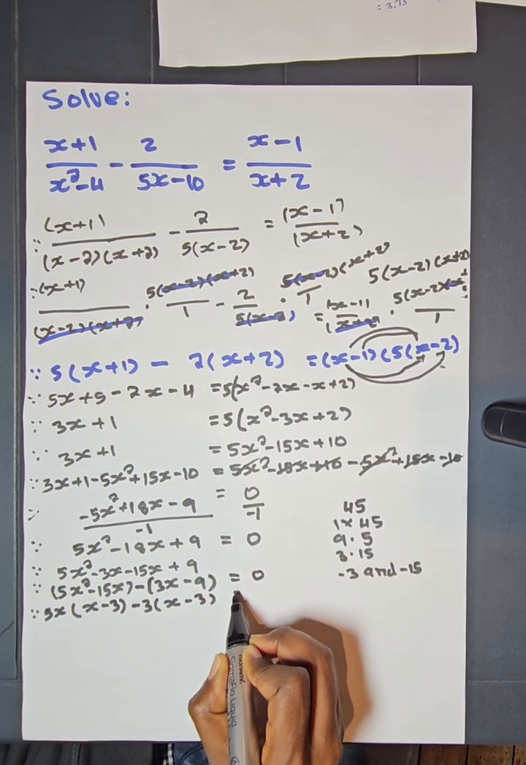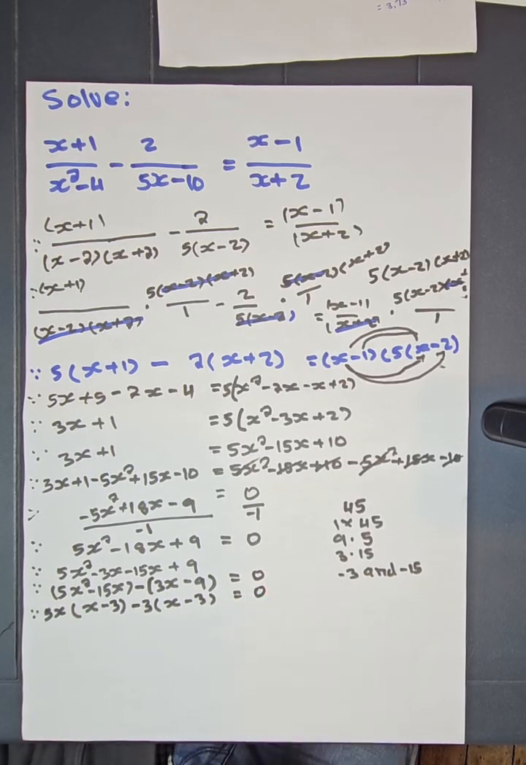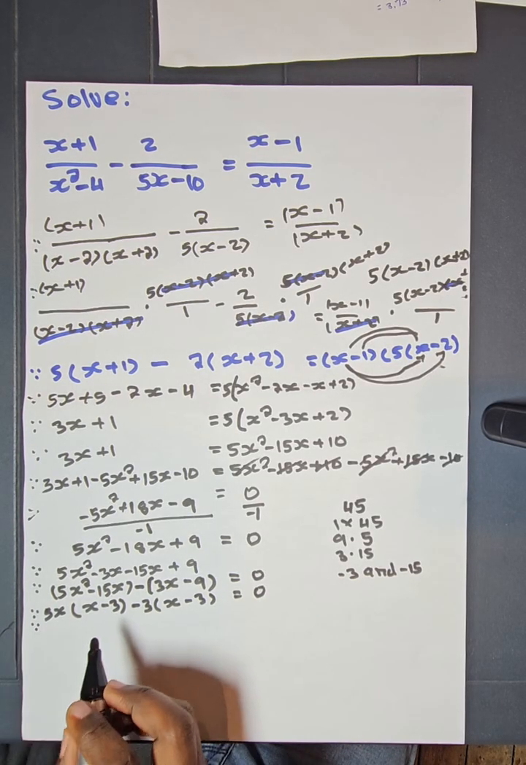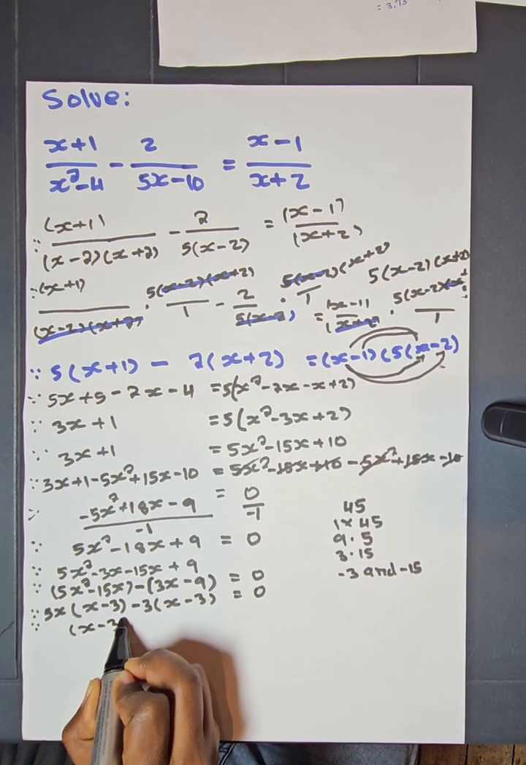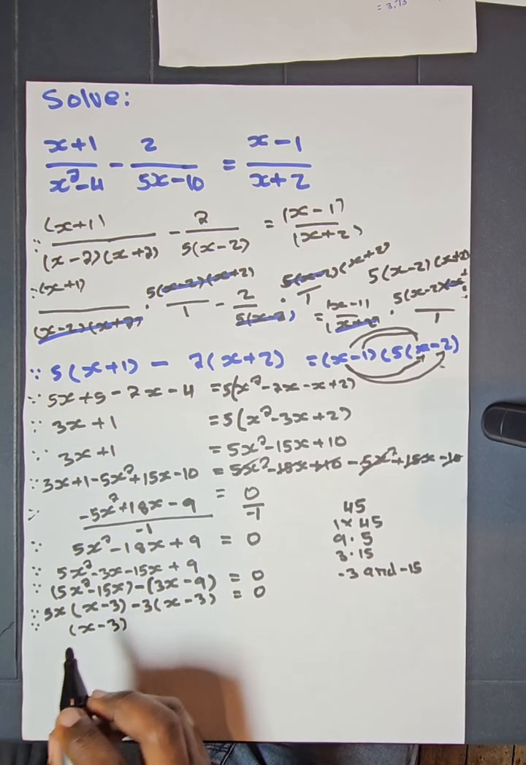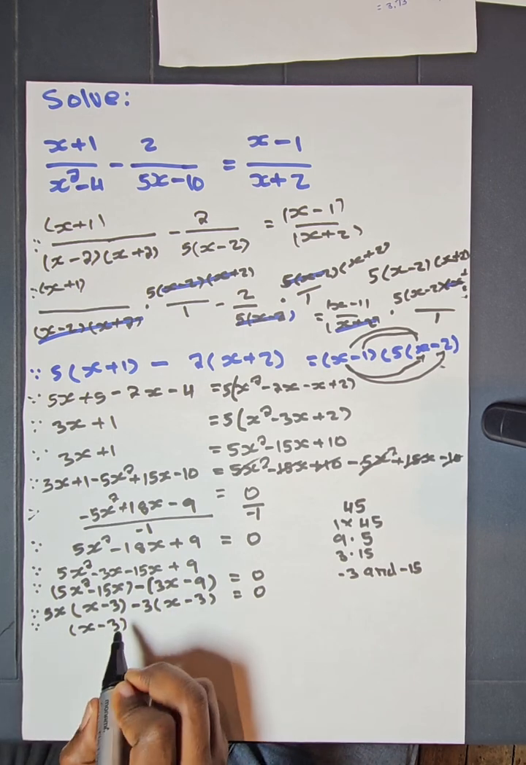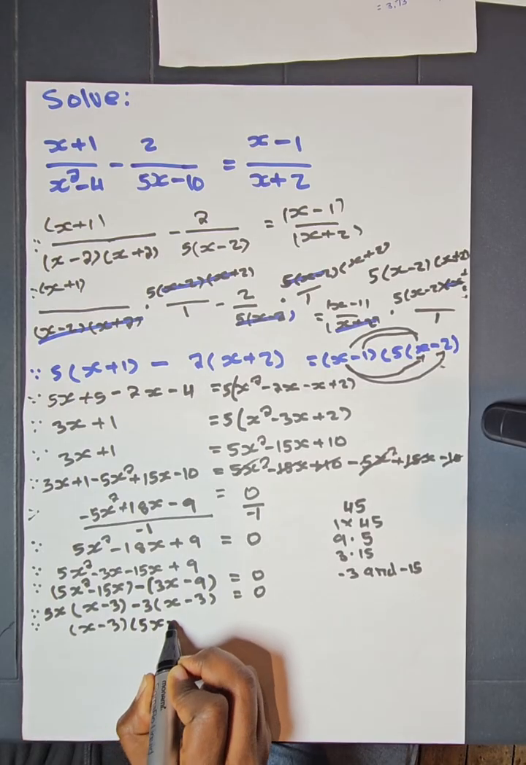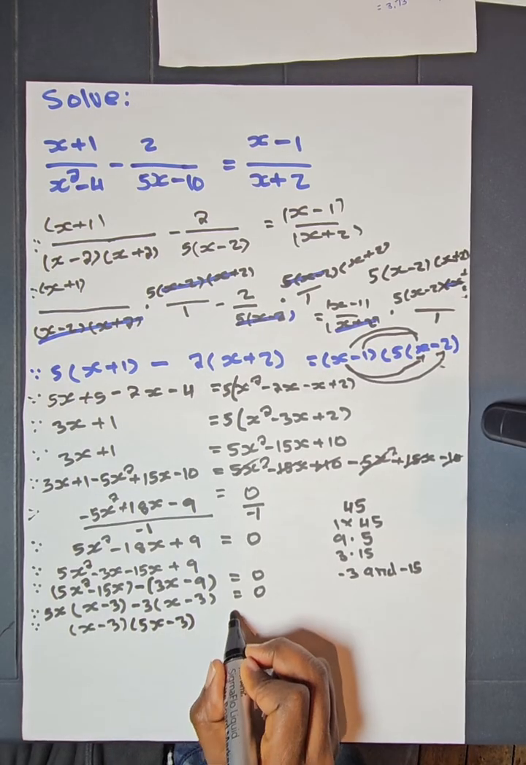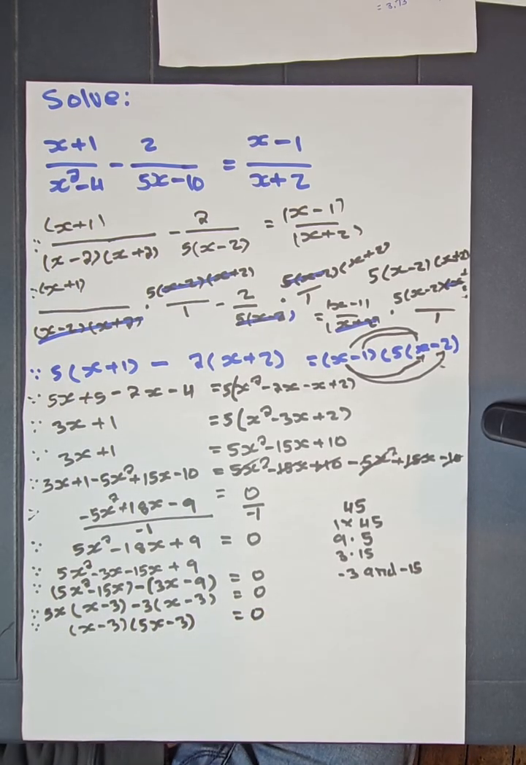Well, now we need to check our brackets. We see we have identical brackets. That means we can take one bracket as a common factor and then bring it down. Our common factors are the first bracket, x minus 3, and the second, 5x minus 3, equal to 0. Now you have the quadratic equation simplified in factor form equal to 0.